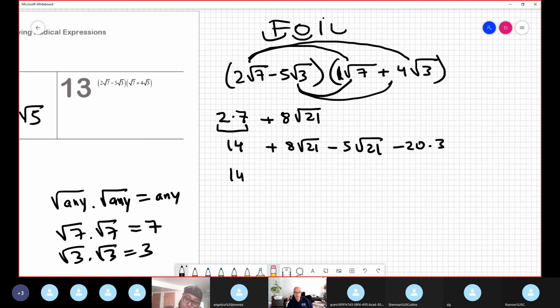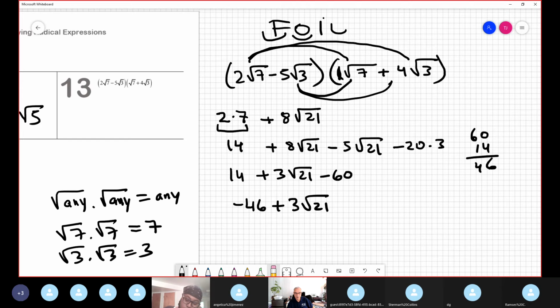Okay, then so far we have 14. We have plus 3, is 8 minus 5, radical 21, minus 60. Multiplication. And now subtraction. 60 minus 14 is 46, borrowing 1, it becomes 5, 46. Negative 46 plus 3 radical 21. It's the final answer.